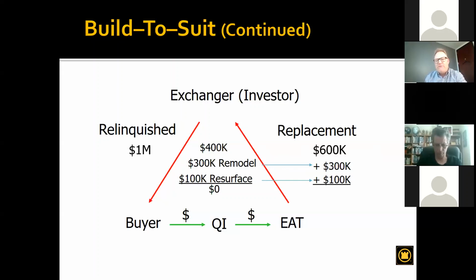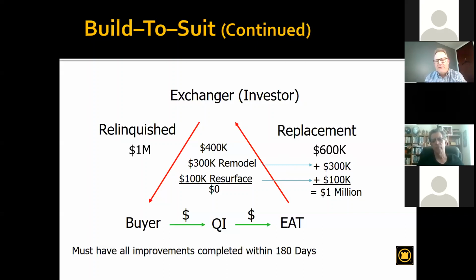And now we have a fully tax deferred exchange because again, we sold for $1 million. We now have a property worth $1 million, and there was no debt we'd have to replace, and we spent all of our equity. So we have a fully tax deferred exchange. And again, this is all done through a build-to-suit type of transaction. Now, what's the catch on this?